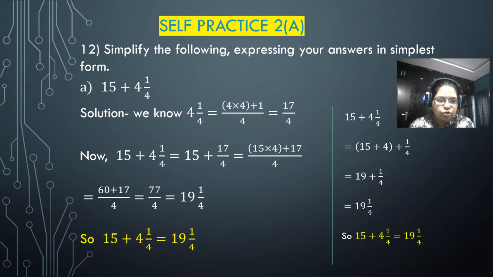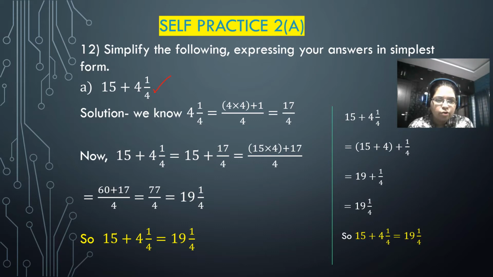Now we will solve question number 12. Question number 12 is: simplify the following. Express your answers in simplest form. First part is 15 plus 4 and 1 by 4. 4 and 1 by 4 is a mixed fraction and 15 is a whole number.